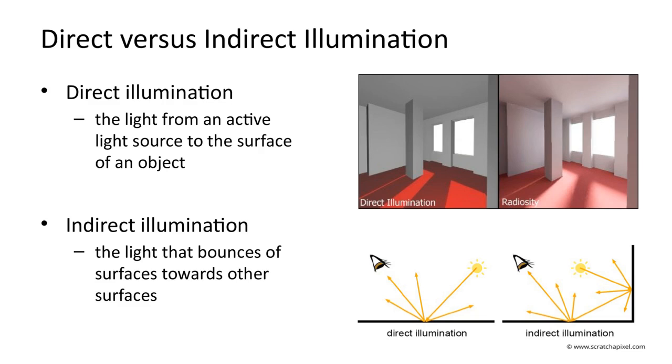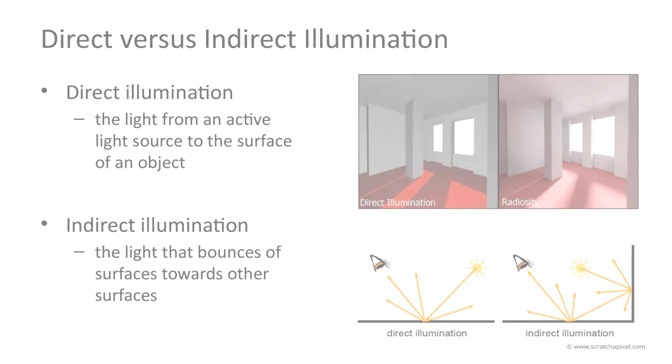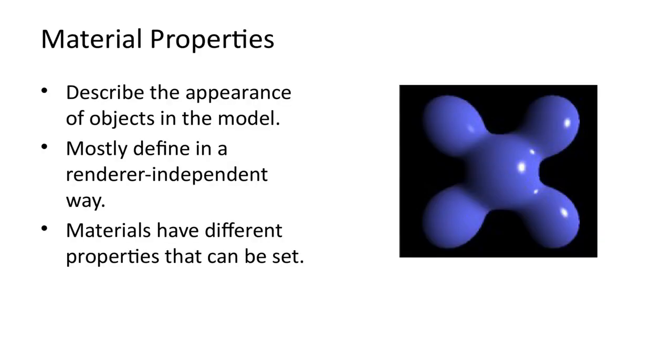Next, let's look at some materials. Materials define how objects appear in the model. If you render a model without specifying any materials, a default material will be applied automatically. However, you can also apply your own custom materials. There are different types of materials that can be defined, for example for matte materials or for shiny materials. These materials have properties that define the way they look. We will start by looking at some of these properties.